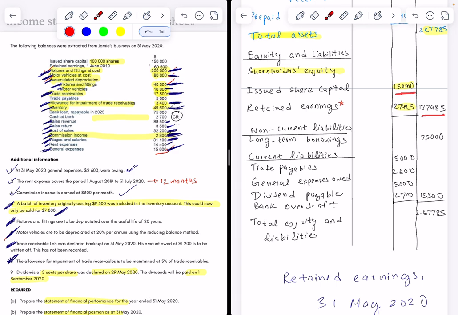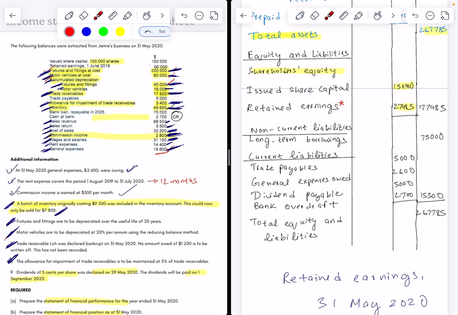Then we have got non-current liabilities and the current liabilities. The only non-current liability we have got here is the bank loan of $75,000. You can see I'm just highlighting in red, $75,000. So non-current liabilities are added here, $75,000. And then we have got current liabilities. So we start with the trade payables of $5,000, which is the amount you will see right underneath trade receivables, as you can see here.